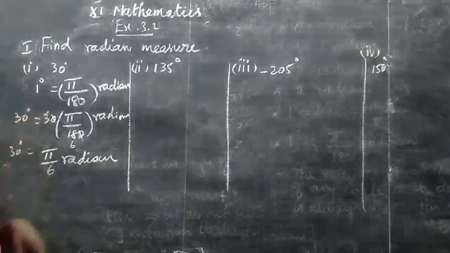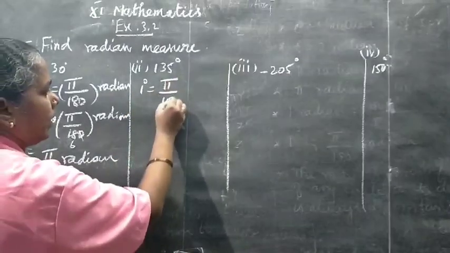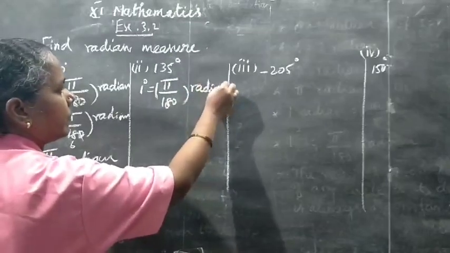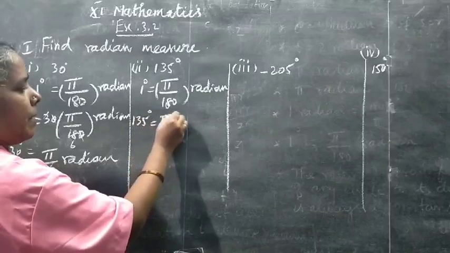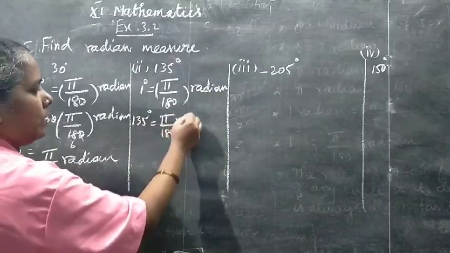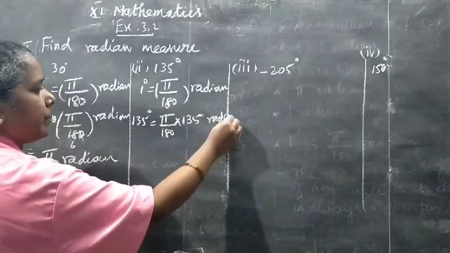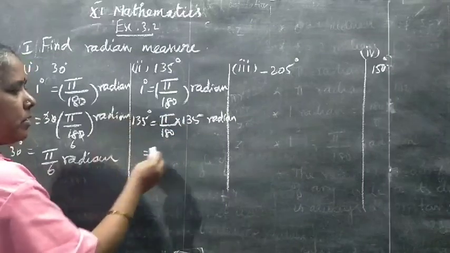See, every time you should write the formula. Instead of 1 degree, you can write pi by 180 radian. Okay, so for 135 degree, what will be the answer? Pi by 180 into 135 radian. You must write it. Okay. If you cancel this, what will be the answer? Cancel and get the answer.